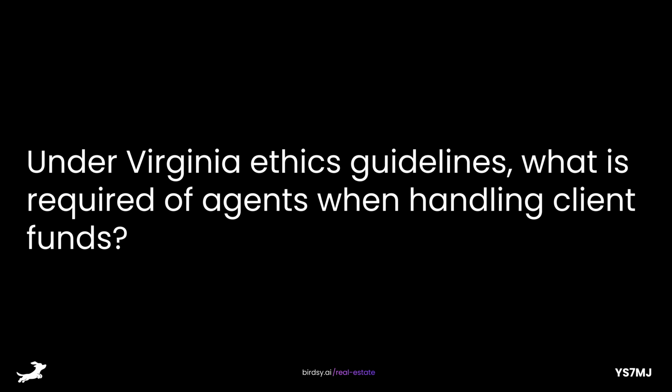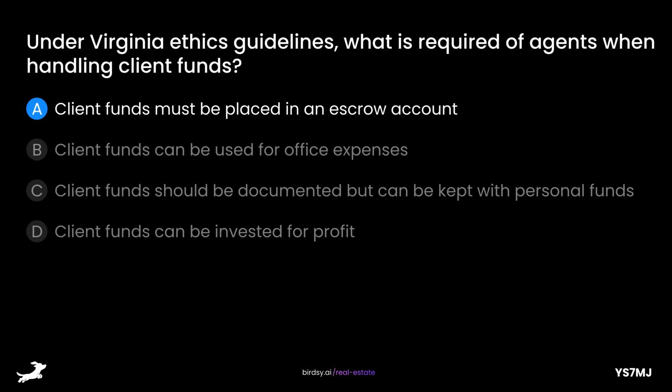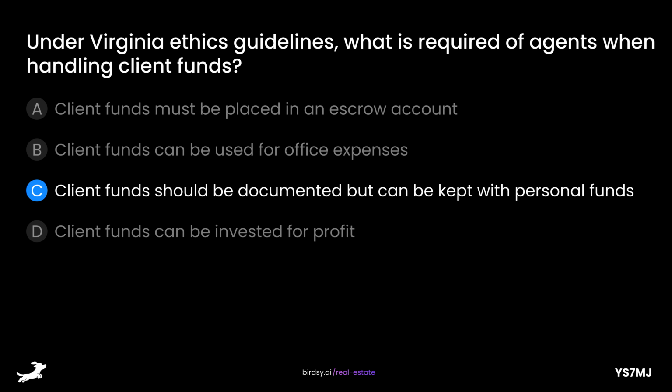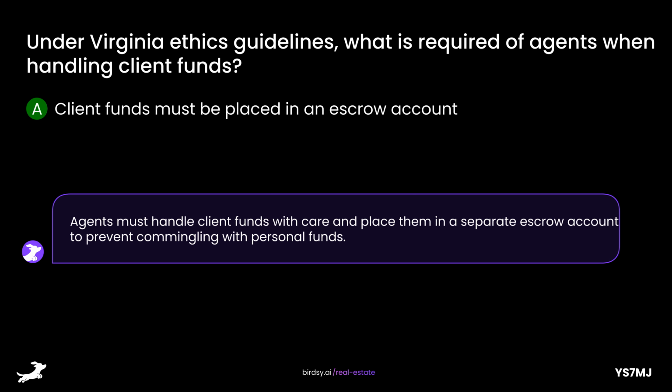Under Virginia Ethics Guidelines, what is required of agents when handling client funds? Is it A, client funds must be placed in an escrow account, B, client funds can be used for office expenses, C, client funds should be documented but can be kept with personal funds, or D, client funds can be invested for profit? The answer is A, client funds must be placed in an escrow account. Agents must handle client funds with care and place them in a separate escrow account to prevent commingling with personal funds.